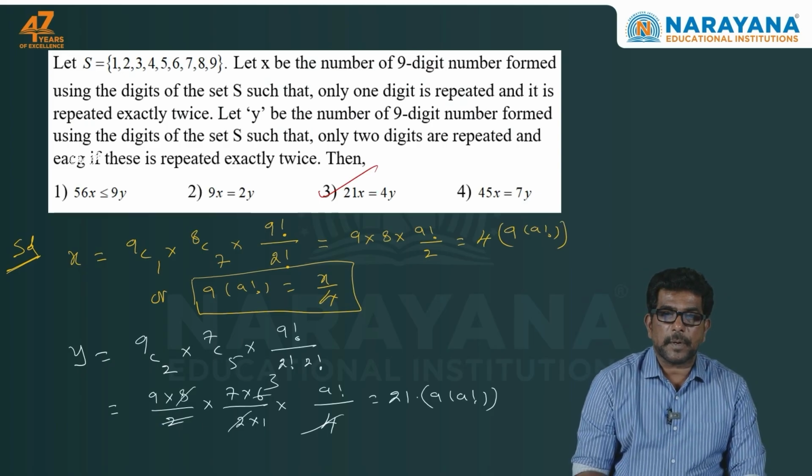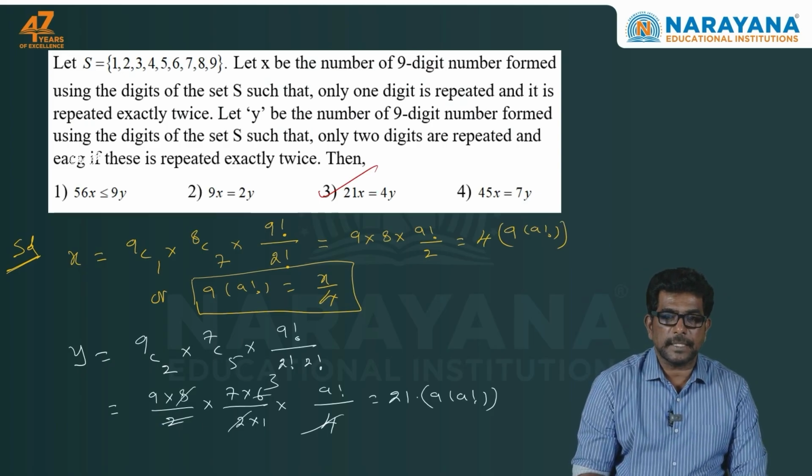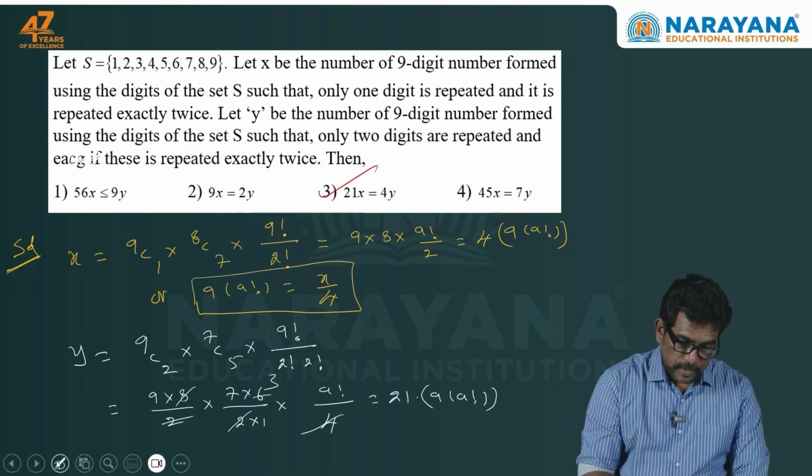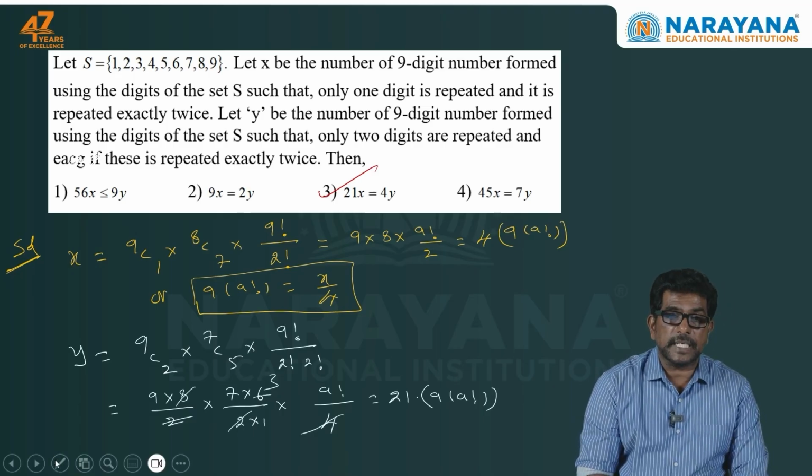Problem is related to the permutations and combinations. It is the combination of selection and the arrangement of the digits. Moderate problem.